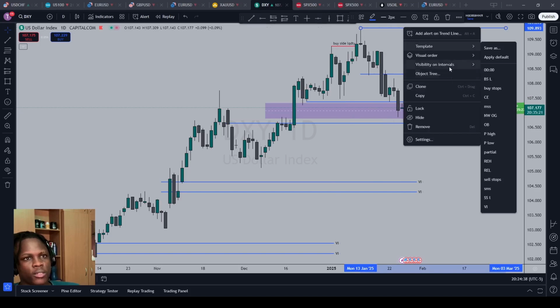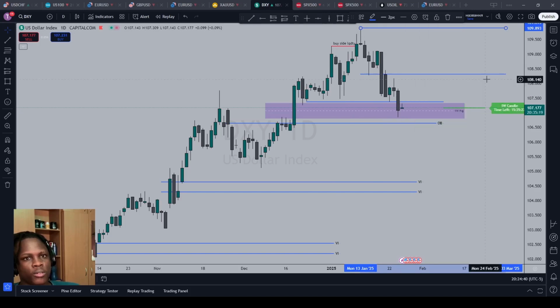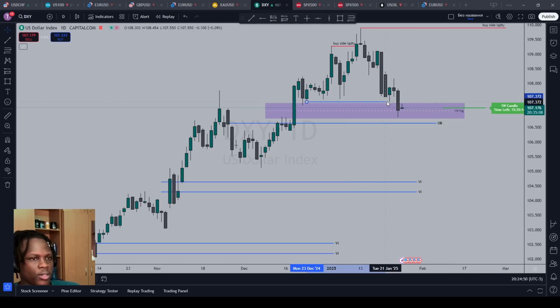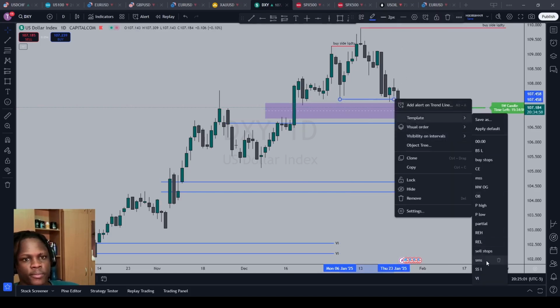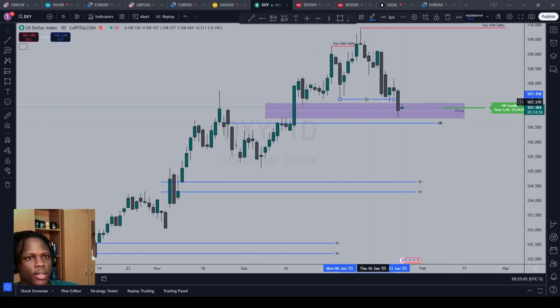This target. Liquidity. So this is what we saw. Market closed below this. So for me, I call it just a small shift in market structure. This is how I label it, a small shift in market structure.